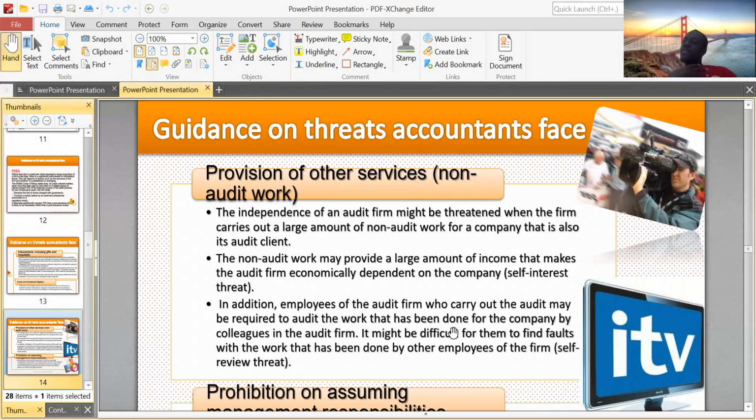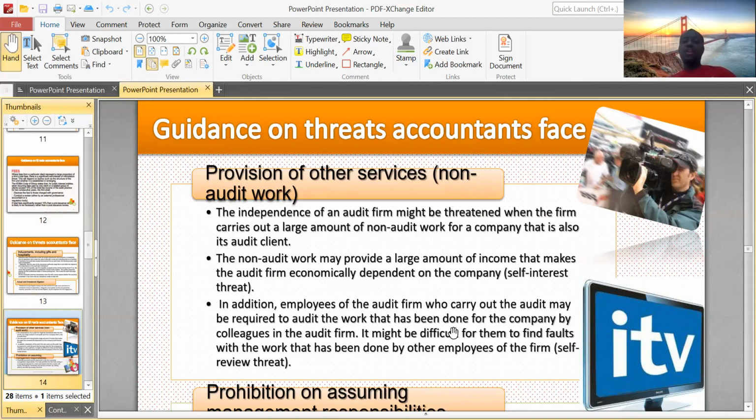So what the code is trying to avoid here is that in pursuit of more business from clients, audit firms might engage in non-audit work for their audit clients. And because that non-audit work might provide them a large sum of revenue, it may create a self-interest threat there, and audit firms may become economically dependent on the company. And that's what the code is trying to avoid.